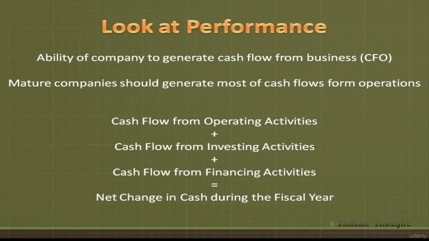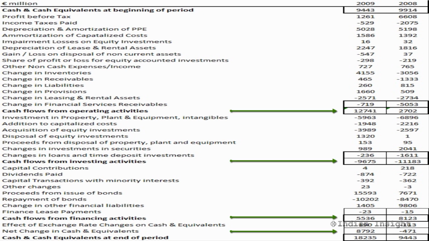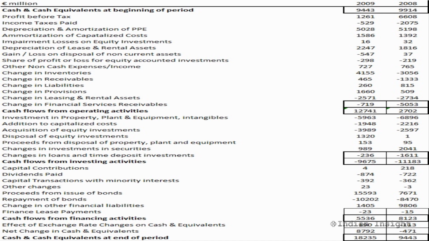When you sum up the net cash flow from operating activities, investing activities, and financing activities, after taking into account the effect of exchange rates on cash, the sum of all these cash flows essentially equals the net change in cash during the fiscal year. So for example, in case of V Group, the sum of these items is 8,792 million in 2009. Since this is a positive amount, it results in an increase in cash for the V Group at the end of the period. To keep things simple, we are not covering other details of cash flow statement for now.